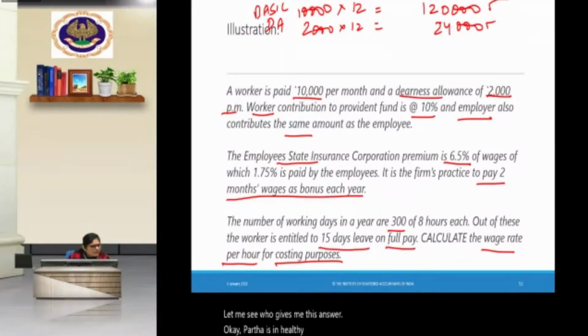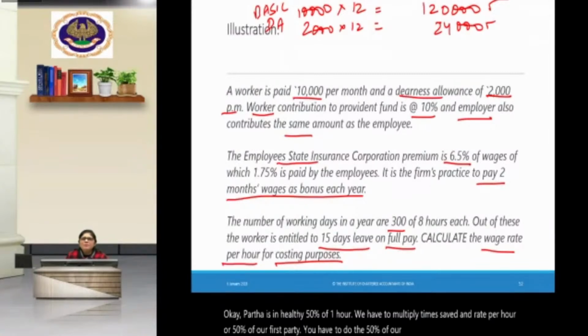For 50% of 1 hour, we have to multiply time saved and rate per hour. Partha, you have to do the 50% of time saved first. Then multiply by rate per hour. Partha, this is for you. You have to do 50% of time saved first, and then when you do 50% of time saved, you multiply it with the rate per hour.